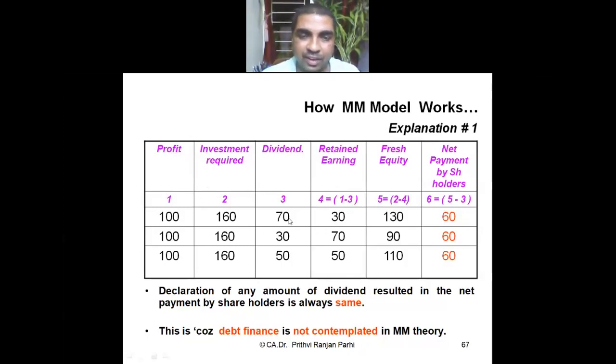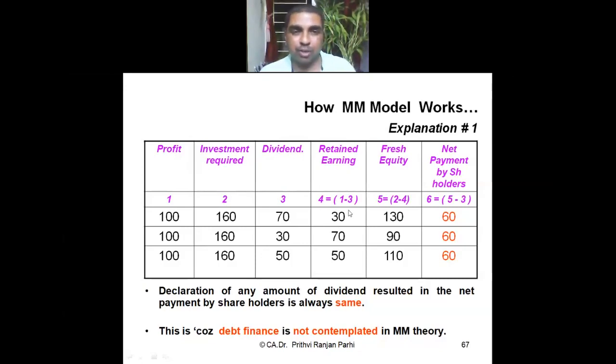100. Okay, both of you are agreeing. 100. Dividend is 70. Then what is the retained earning? 30. So when dividend is 70, retained earning is 30. That means the firm is paying 70 and retaining 30. So 30 is there in this company's retention.